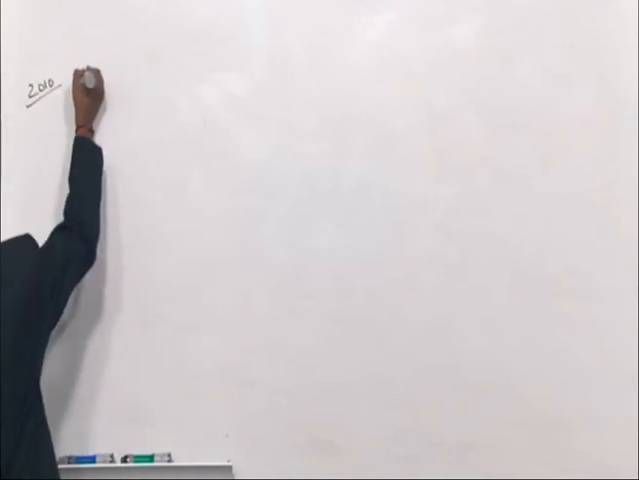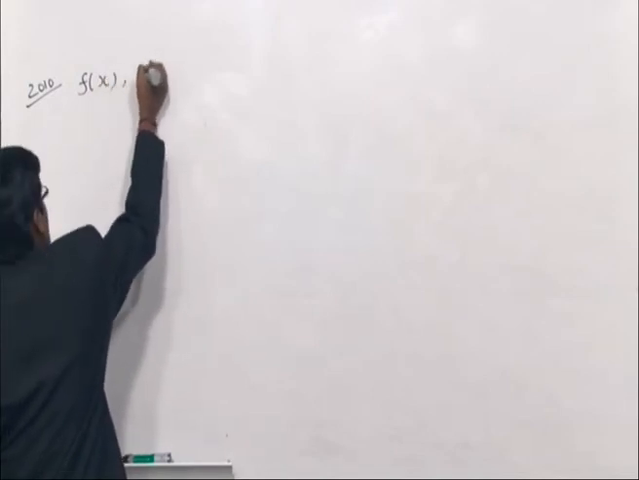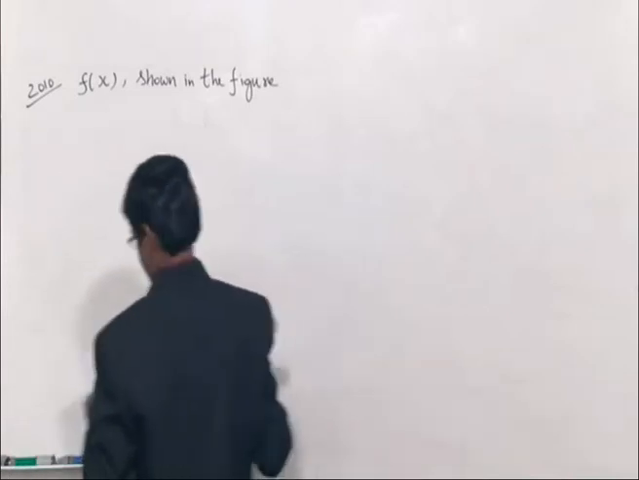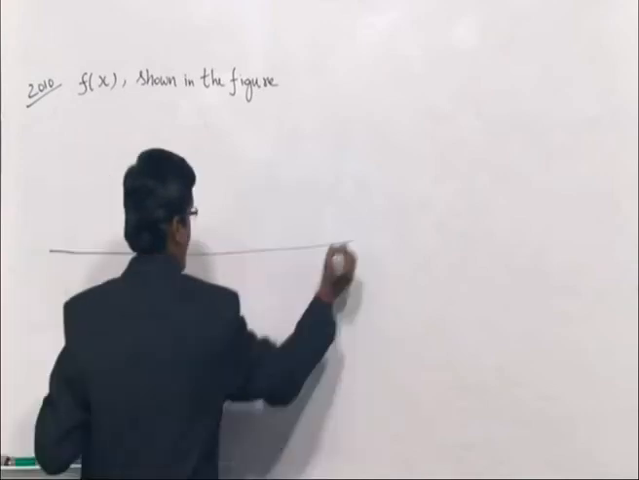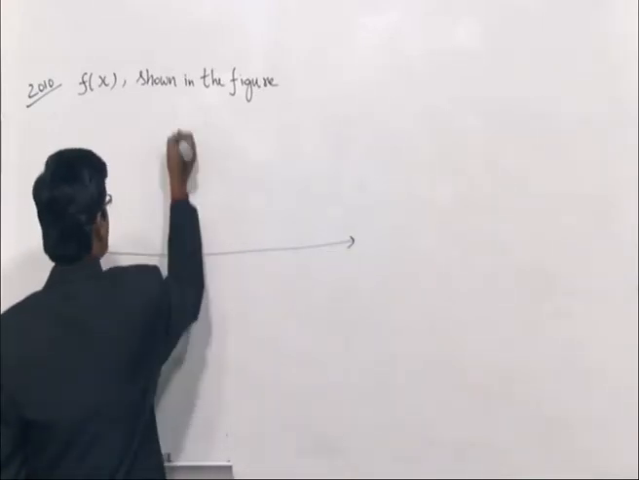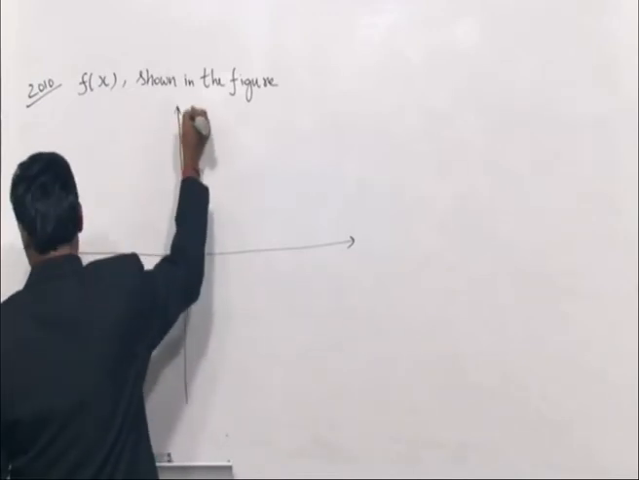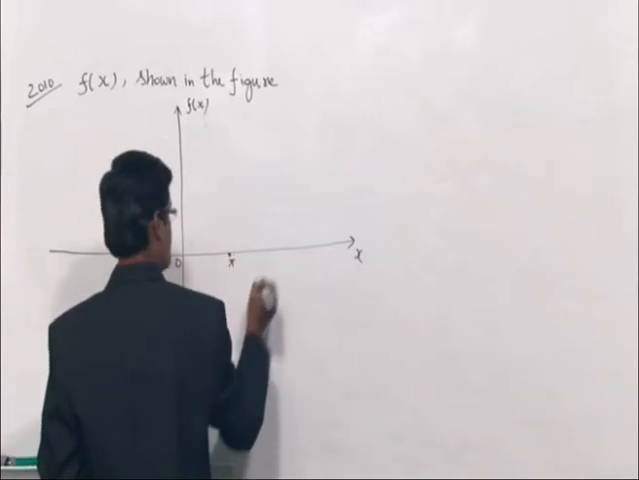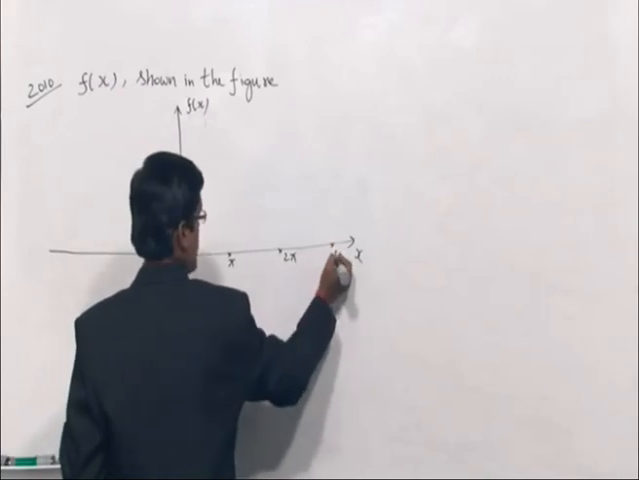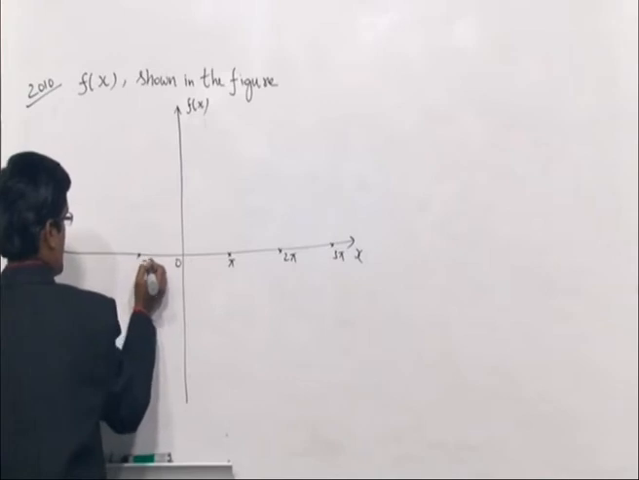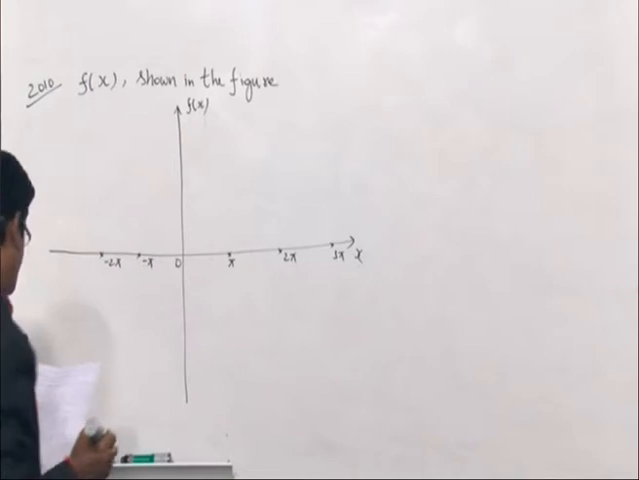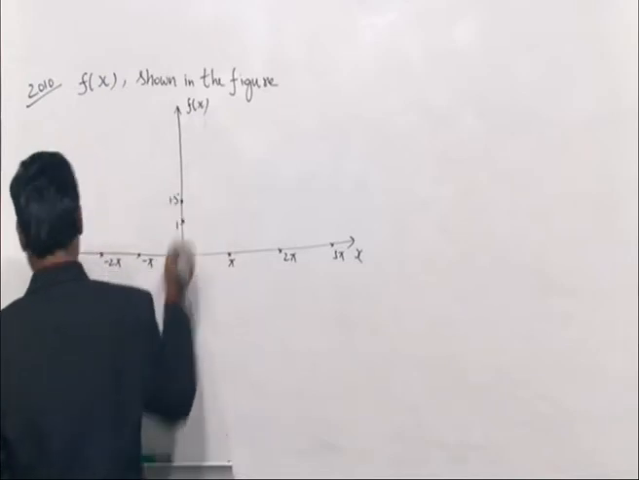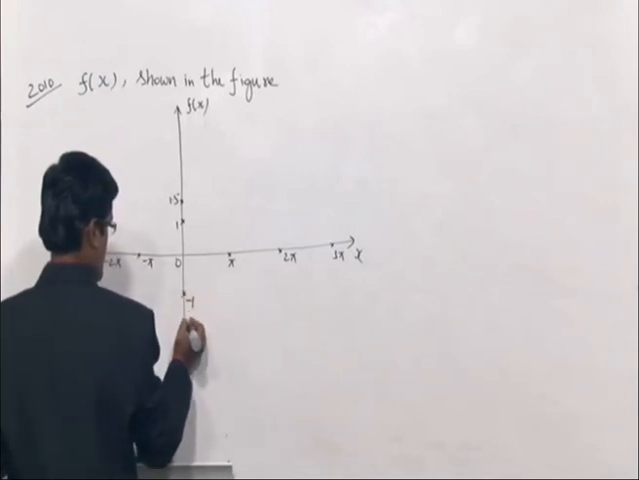(2010) f of x shown in the figure. f of x, x-axis 0, pi, 2 pi, 3 pi, minus pi, minus 2 pi, 1, and this is 1.5, minus 1, minus 1.5.